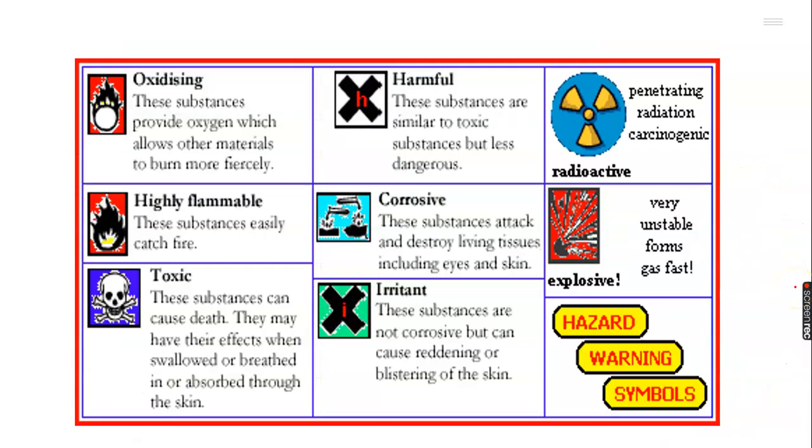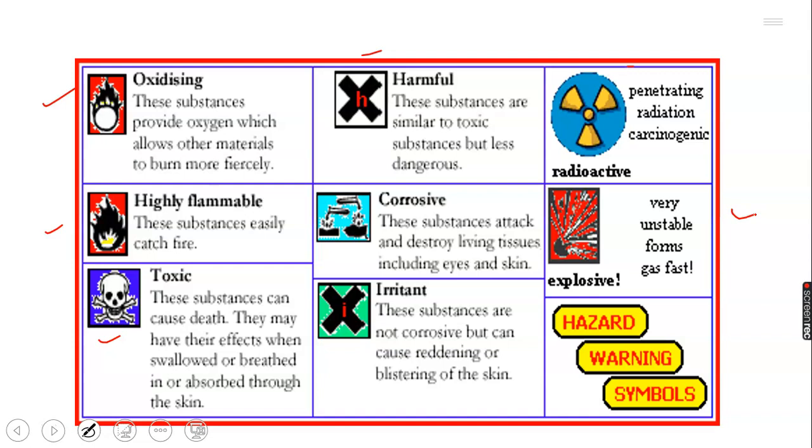So let's look at some representations we ought to know. They are symbols actually. On some chemicals, you just see this symbol, this other one, this one, this one. So how can you know? Because they won't write it in words. How can you know what kind of substance that particular thing is?